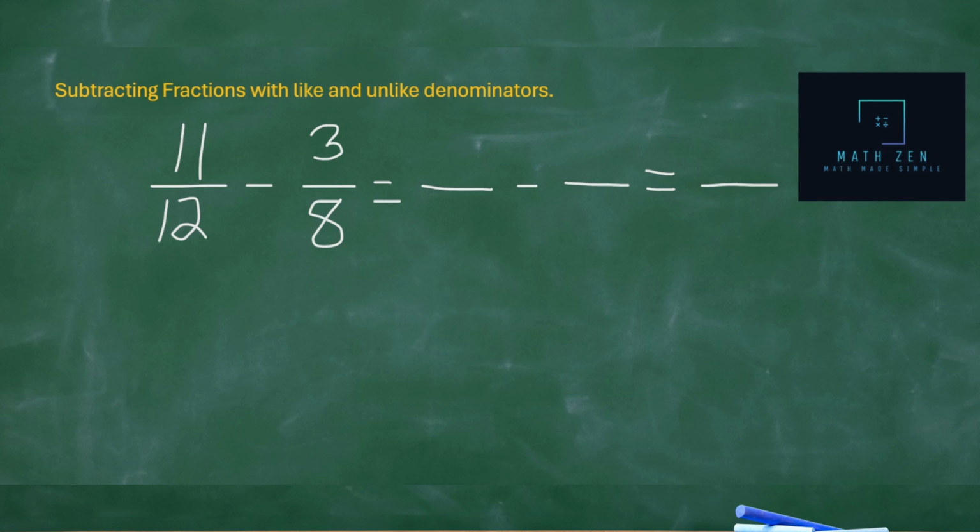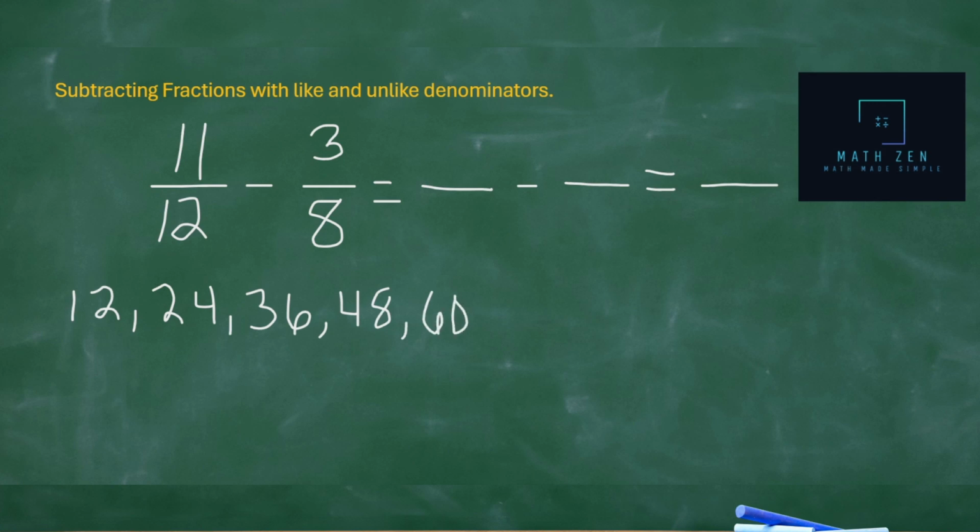Let's pretend we had the problem 11/12 minus 3/8. Again, what I'm going to teach my kids to do is to find an LCD between 12 and 8. And the way we do that is we list our multiples. So start with 12, then we would have 24, then we would have 36, then we would have 48, and then we would have 60.